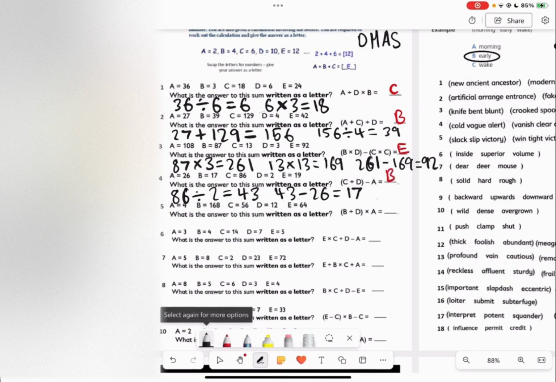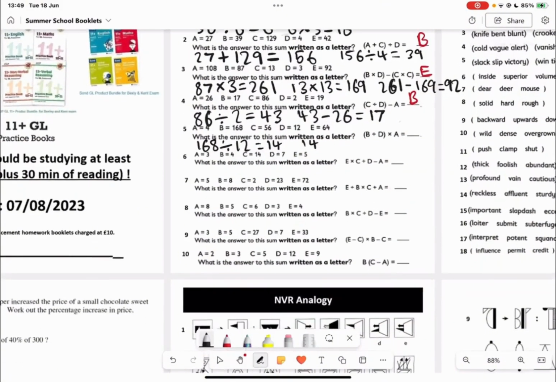Next is question 5. B divided by D times A, so B is 168. And you divide this by D, which is 12. And this equals 14. And then you do 14 times A, which is 4. And that will be equal to 56. And that means that our answer is C.